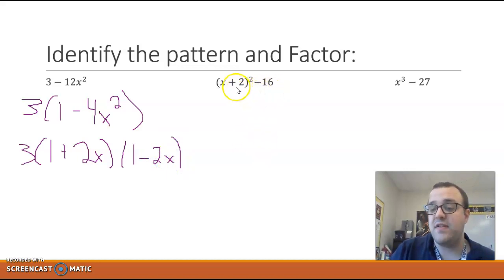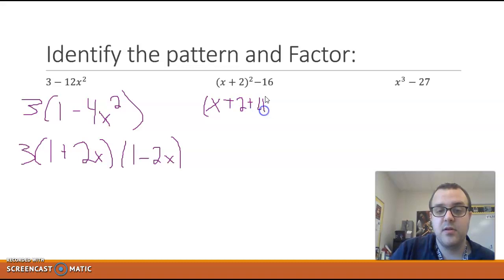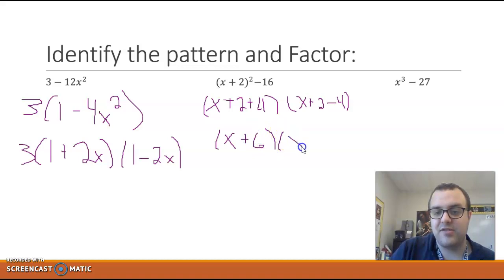Over here, I actually have a difference of squares as well. This x plus 2 is being squared. This 16 is a square. So we'll go ahead and do our difference of squares here. So I'm going to have x plus 2 plus 4, and then x plus 2 minus 4. And we can simplify this a little bit further, with x plus 6 times x minus 2.